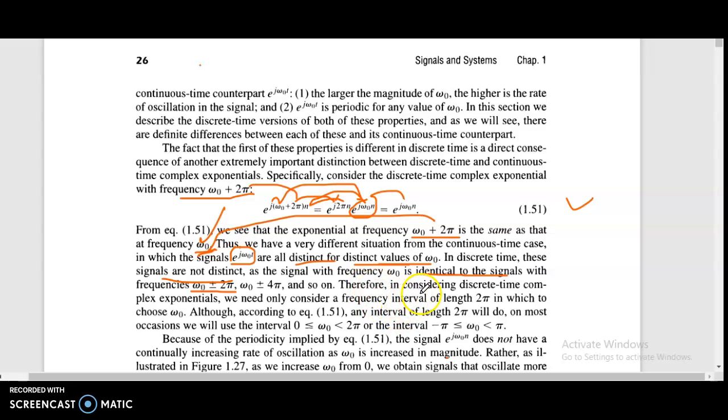Therefore, in considering discrete time complex exponentials, we need only consider a frequency interval of length 2 pi in which to choose omega naught, although according to equation 1.51, any interval of length 2 pi will do. On most occasions we will use the interval 0 to 2 pi, or the interval omega naught between minus pi and plus pi.